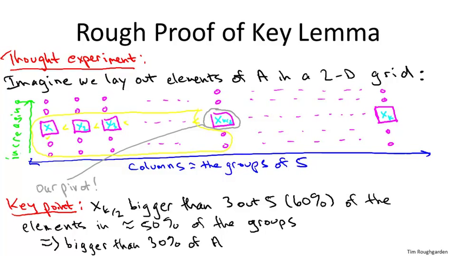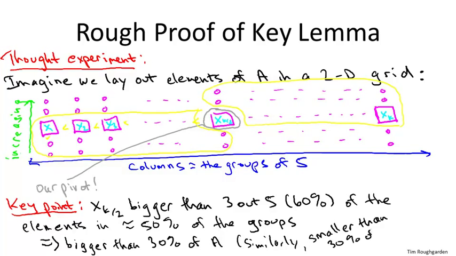And if we reason in an exactly symmetric way, we find that the pivot is also smaller than at least 30% of the array. So to find things bigger than the pivot, what do we do? First, we travel eastward. That gives us middle elements that are only bigger than it. And then we stop wherever we want on our eastward journey and we head north. And we're going to see stuff which is still bigger. So this entire northeastern corner is bigger than the pivot element. And again, that's 60% of roughly 50% of the groups.